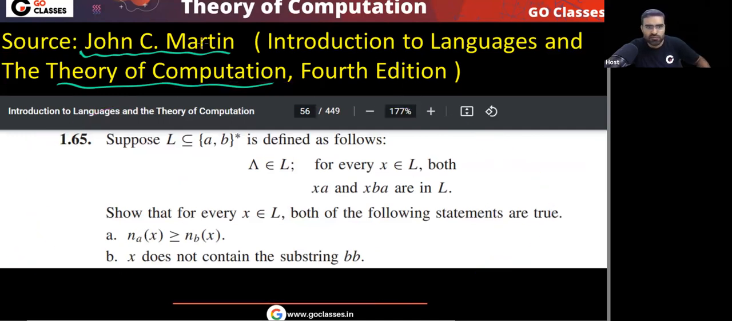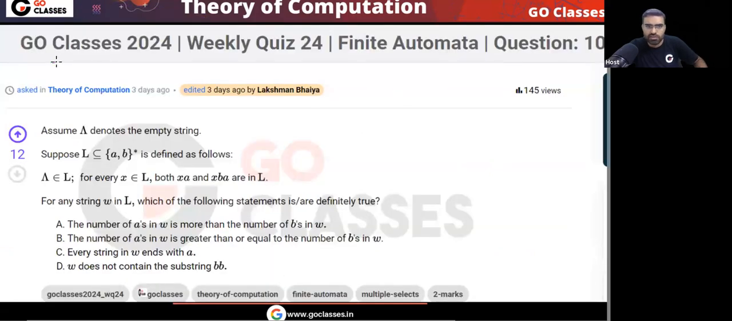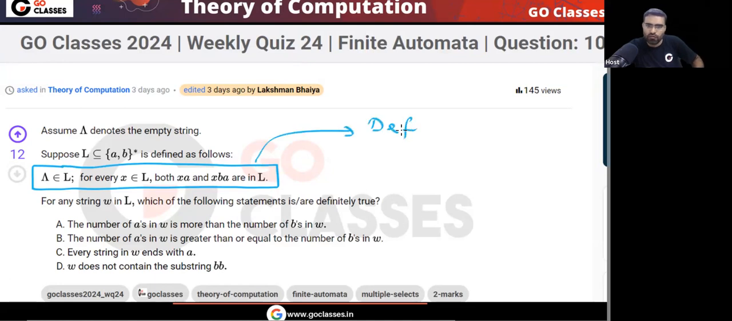I have taken this question from John Martin and we have put it in the weekly quiz. Okay, so let's solve it now. The question says that the definition of the language is given to you. Remember, this is the definition of the language. It defines the strings in language L.